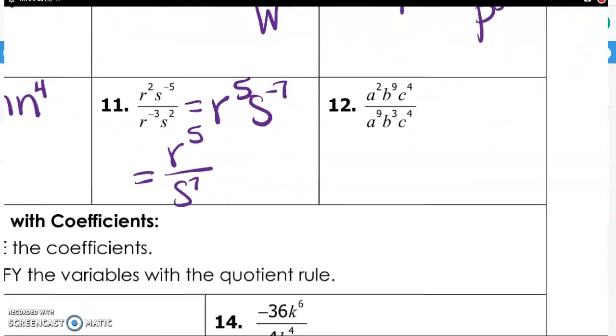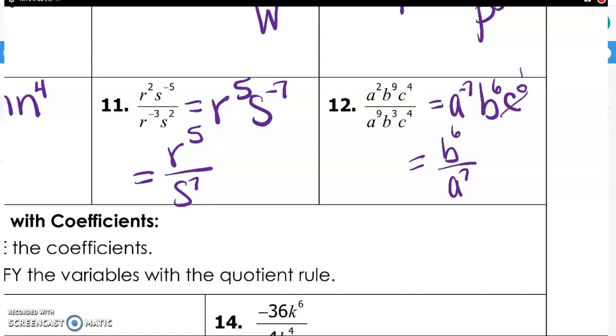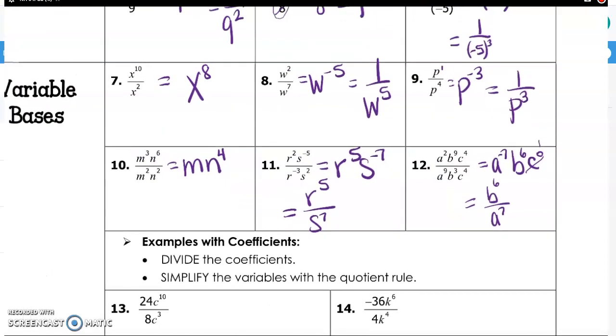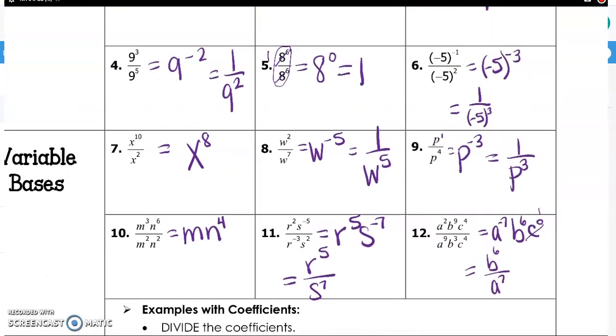For 12, we would have a to the negative 7 when you subtract those, b to the positive 6, and c to the 0. So remember, anything to the 0 is 1. Your b to the 6th stays on the top, and a to the 7th goes to the bottom. So when it's just variables or just numbers with your exponents, you leave the base the same and you subtract your exponents.